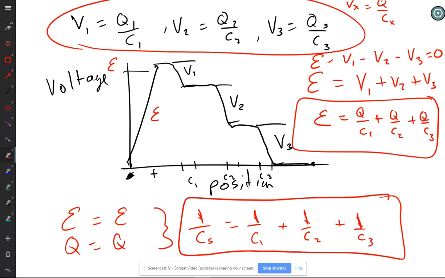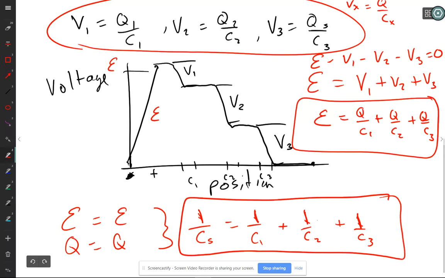So I can replace those 3 capacitors in series with one capacitor whose value is equal to what we get from this equation. Now, you have to be careful when you do the math with this. Notice it's 1 over capacitance series is 1 over C1 plus 1 over C2 plus 1 over C3. You can't just say capacitance series is 1 over C1 plus 1 over C2 plus 1 over C3. That would be the wrong units and incorrect.